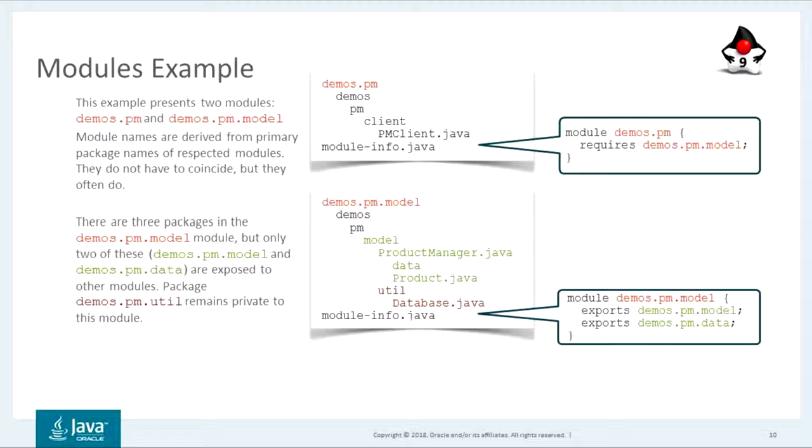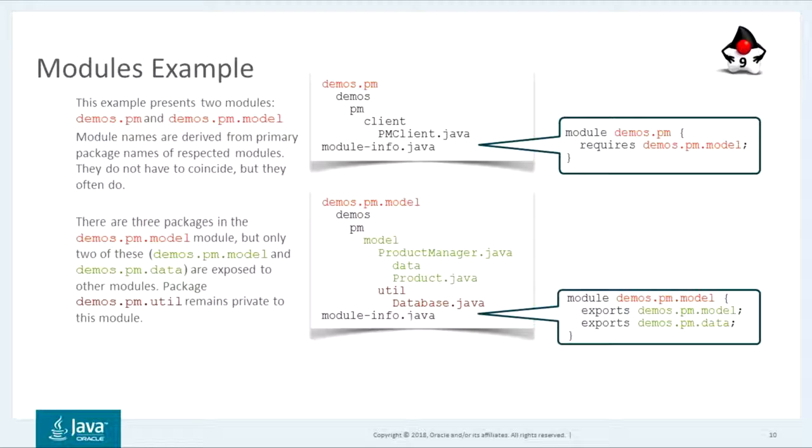The trick is I want to put these two into different modules. For example, one of these modules, which is demos PM model, the one at the bottom, can represent my model, my business logic, data access, etc. Another module, which is that PM client at the top here, represents what my front-end UI should look like. And in the UI module, I create a dependency. I say, well, it requires the model. Yeah, it requires demos PM model.